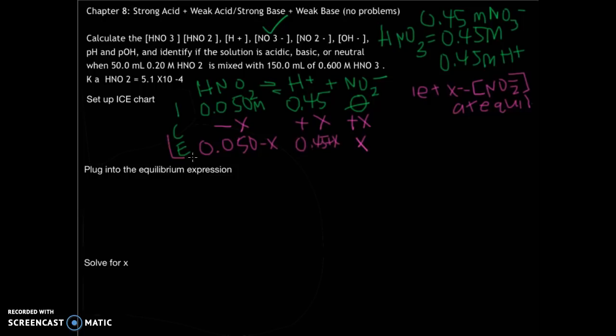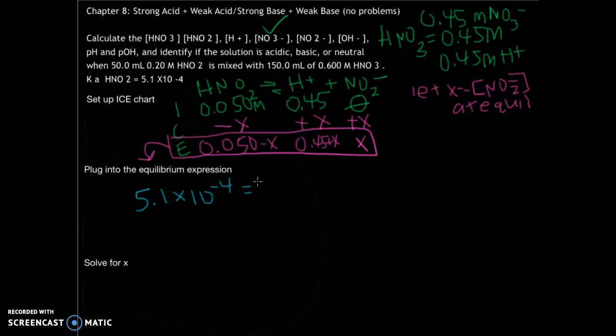Okay? Whenever you have these, you will always do the next step, which is plugging into the equilibrium expression. My equilibrium expression was 5.1 times 10 to the -4th equals products. So 0.45 plus X, there's one of my products.